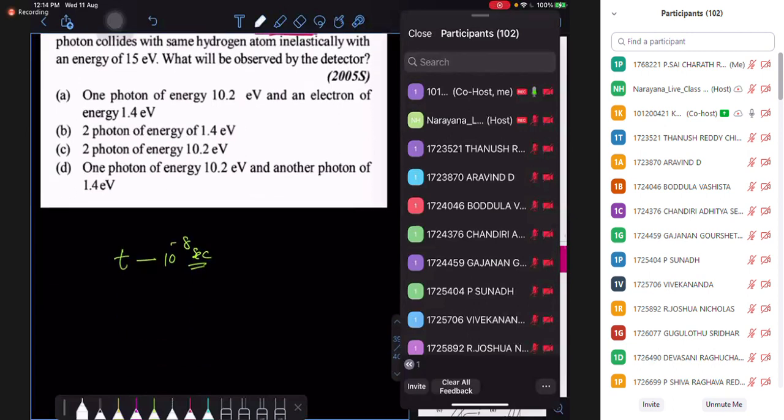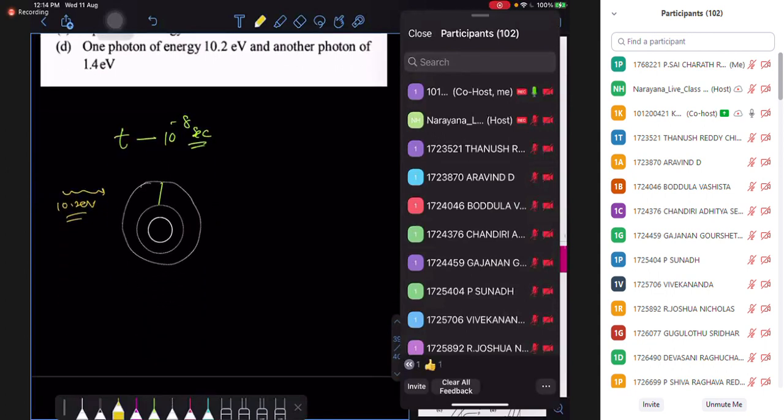So now you can understand this question. We have a hydrogen atom, the electron is in the ground state, right? A photon is coming, and this photon is going to be absorbed. As a result of this absorption, what happens? My electron makes a jump, and from which state is this jump? 10.2 electron volt is there.